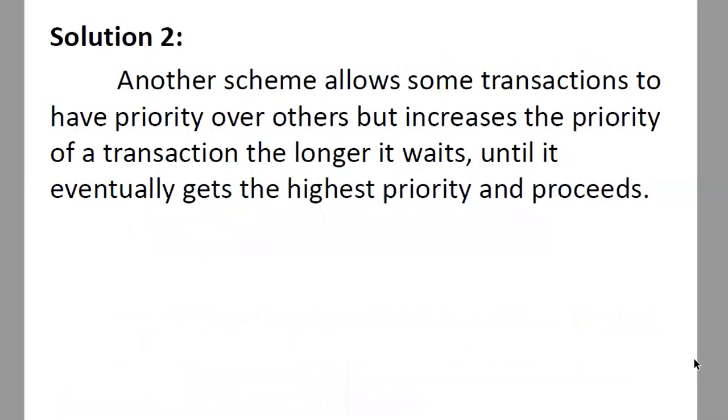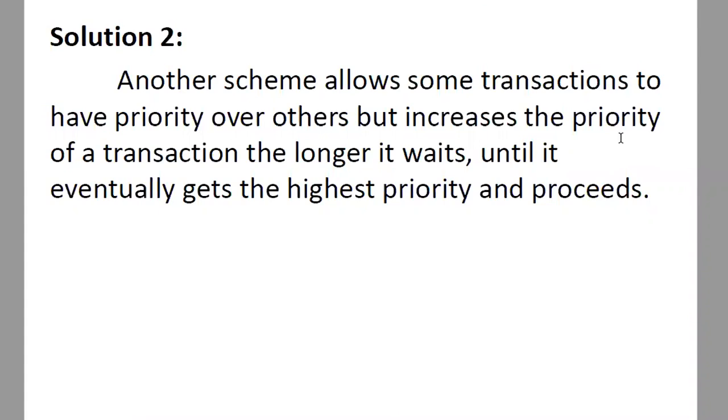Solution two is another scheme that allows some transactions to have priority over others, but increases the priority of a transaction the longer it waits, until it eventually gets the highest priority and proceeds. We can take the same example. There are three transactions, T1, T2, and T3, and there is a data item X. The same condition here: T1 keeps on waiting, and T2 and T3 are allowed to access the data item for a very long period of time.